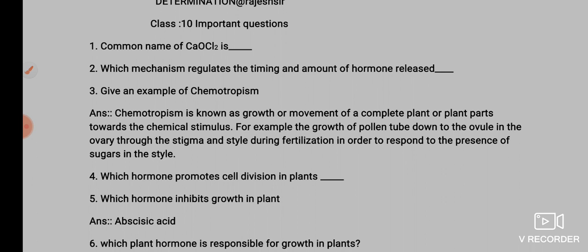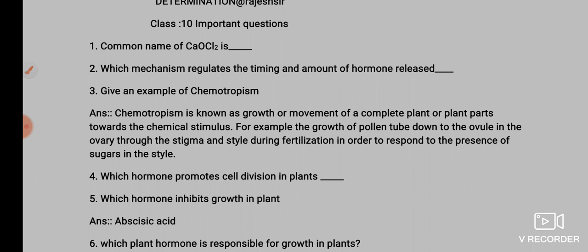First you read the definition. Just remember what I am telling, the movement of plant body in response to some chemicals is known as chemotropism. Okay, so you can read out, chemotropism is known as the growth or the movement of complete plant or plant part towards the chemical stimuli. Okay, for example, the growth of pollen tube down to the ovule in the ovary through the stigma and style during fertilization in order to respond to the presence of sugar in the style. So this is also one more example.